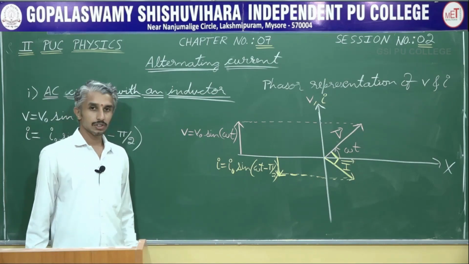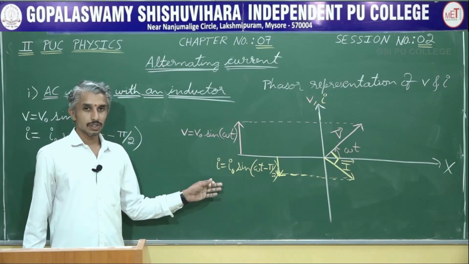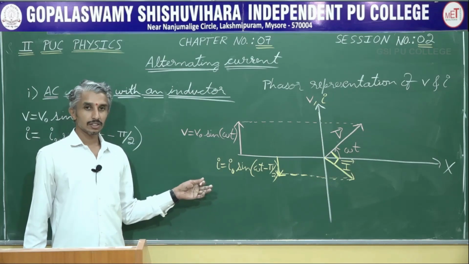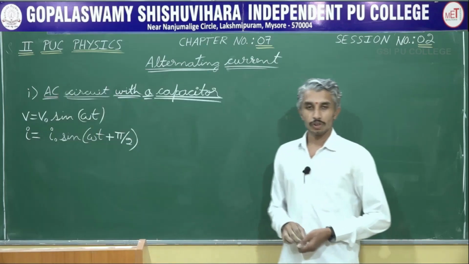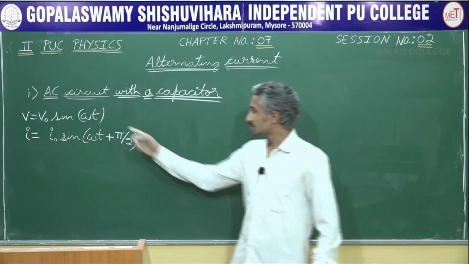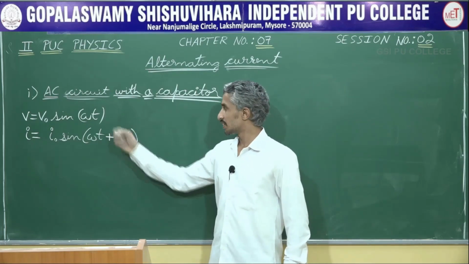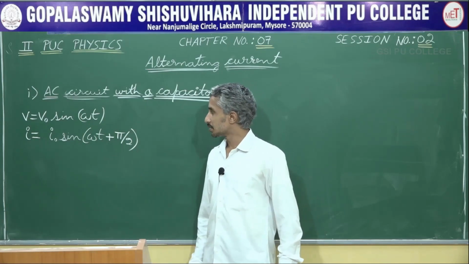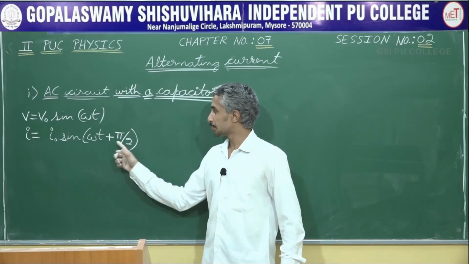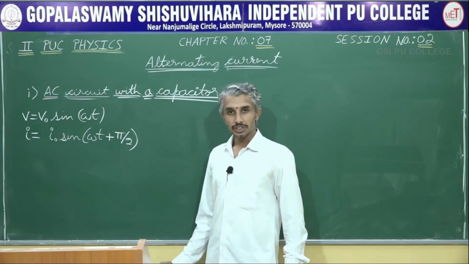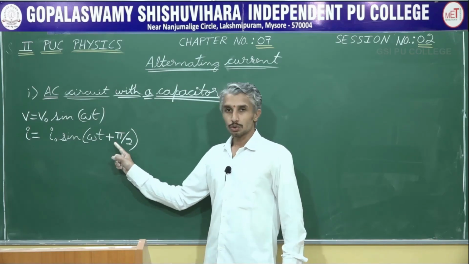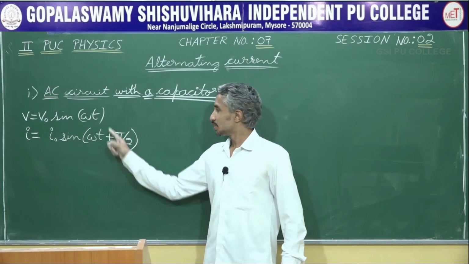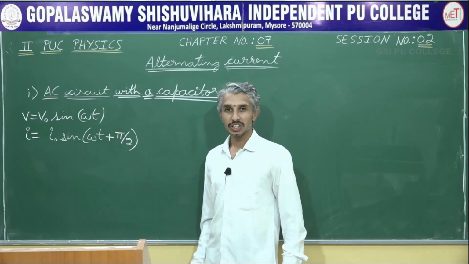Let us now see how we represent the same phasor diagrams for an AC circuit with a capacitor. For an AC circuit with a capacitor, the voltage is given by V is equal to V naught sin omega t, whereas the current in the circuit is given by I is equal to I naught into sin omega t plus pi by 2. In this case, the current through the capacitor leads the voltage by pi by 2 radians.